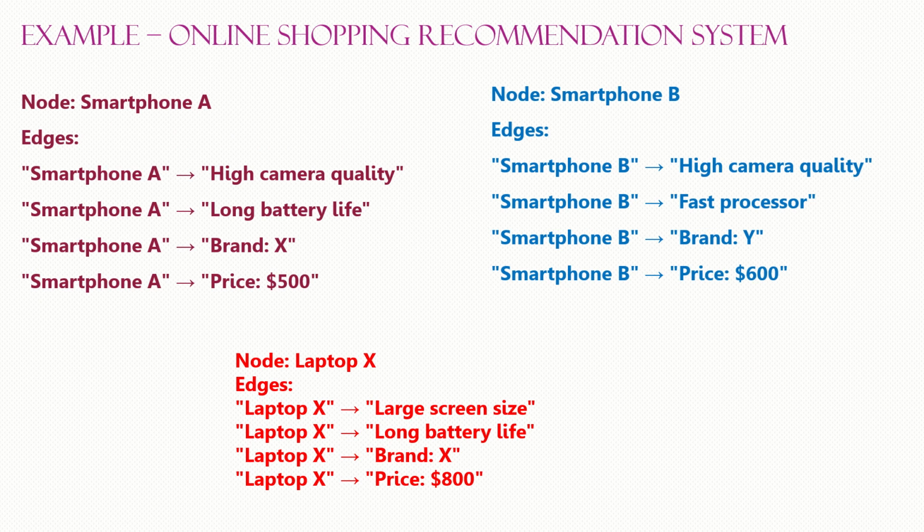Let me take a node. I'm defining a smartphone A, and smartphone A has a high camera quality, a long battery life, is of brand X, and is priced at $500. Similarly, if I take smartphone B, it has a high camera quality, I'm mapping it with a fast processor, and it is from brand Y, and it is priced at $600.